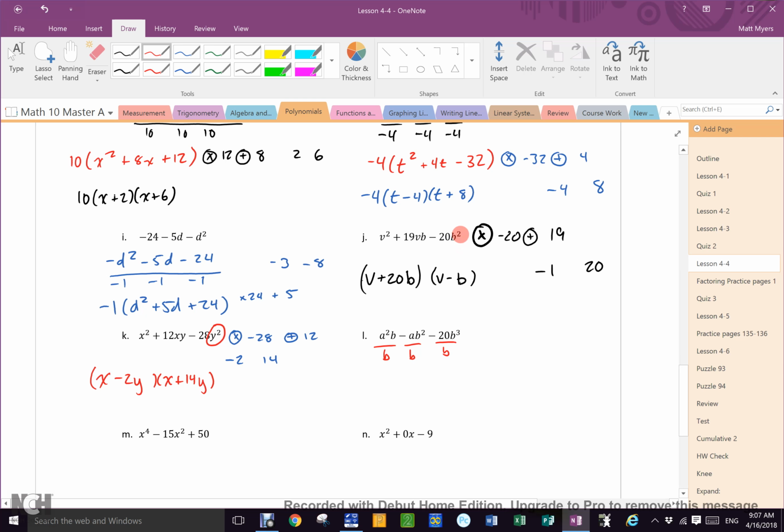What's different in m? What's different? There's a 4, isn't there? Oh, I know what to do with this. I just have to divide by x, don't I? Why can't I do that? There's no x here. So now I've got to think, all right, well, that's not going to work.